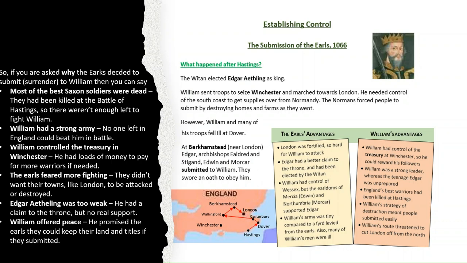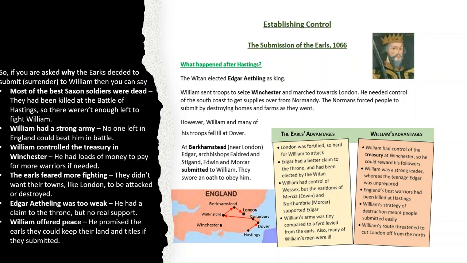Edgar Atheling was too weak. He's got a claim to the throne, but he hasn't got any real support. And then William offered peace. He promised the Earls they could keep their land and their titles if they submitted. So it kind of made it not worth the gamble.